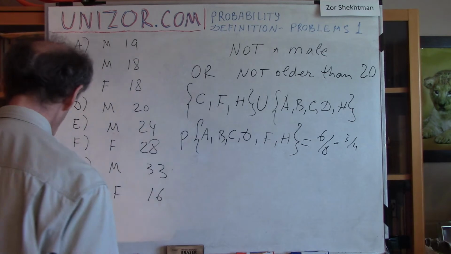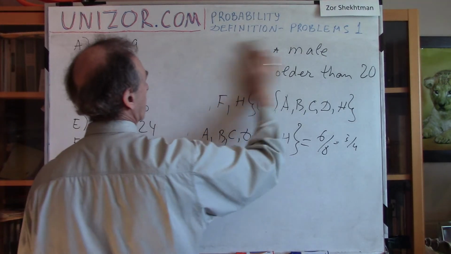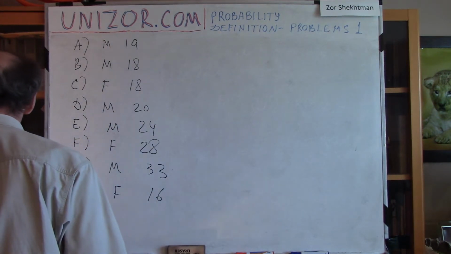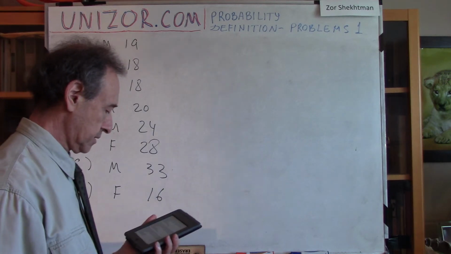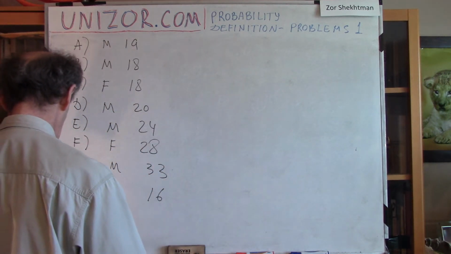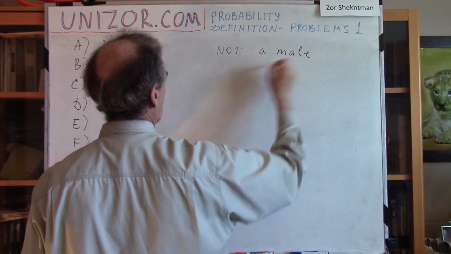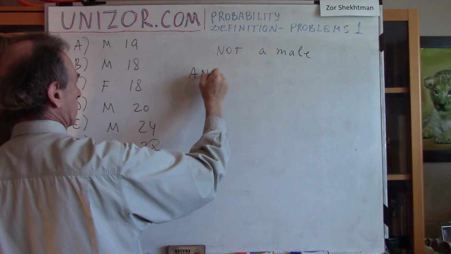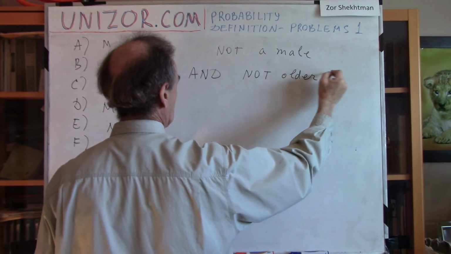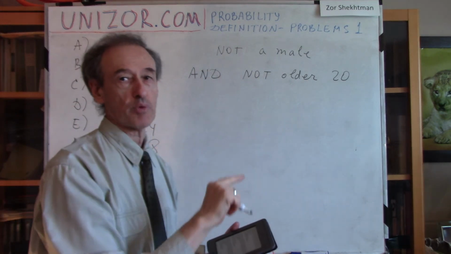Okay. Next, and actually the last one. What's the subset which represents the event: randomly selected person is not a male and, so we're talking about intersection, not older than 20 years old. So it's basically the conditions are the same, but they are connected with and rather than or. The previous problem was or, now it's and.